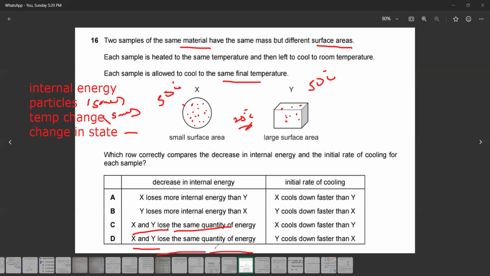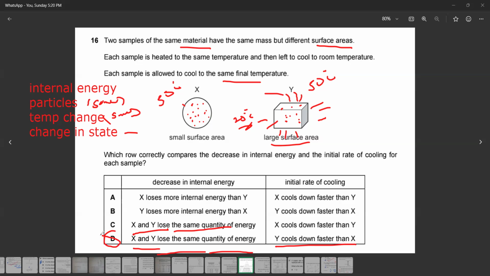But what about the initial rate of cooling, like in the beginning, which will cool down faster? As I mentioned, Y has a large surface area. Large surface area means it will lose energy from more sides, or more particles are exposed to the surroundings. So in 1 second, it will lose more energy as compared to X. So the initial rate of cooling for Y will be faster than X. A large surface area cools down faster than a small surface area.